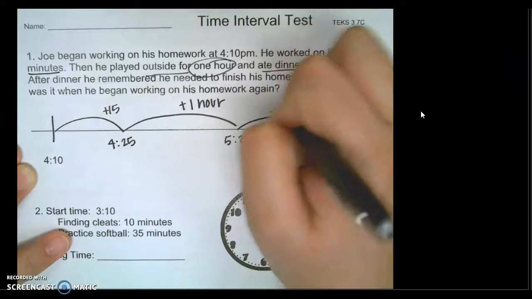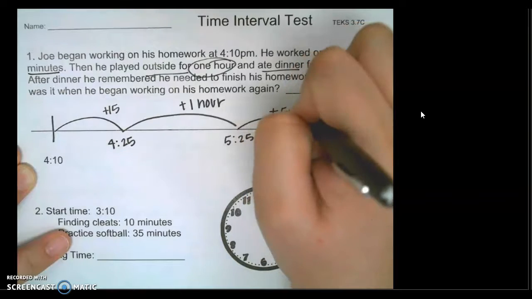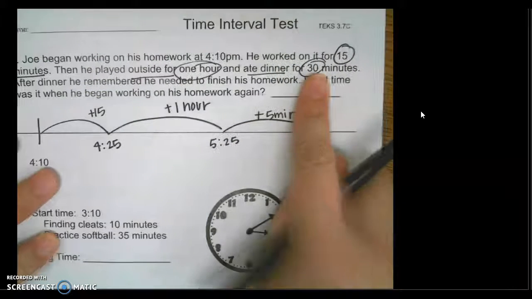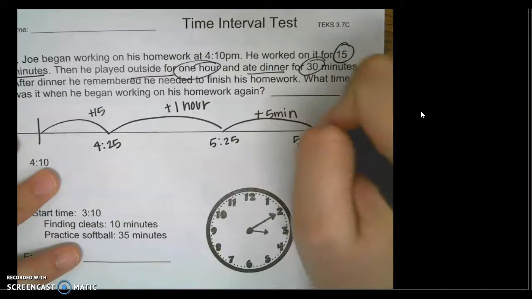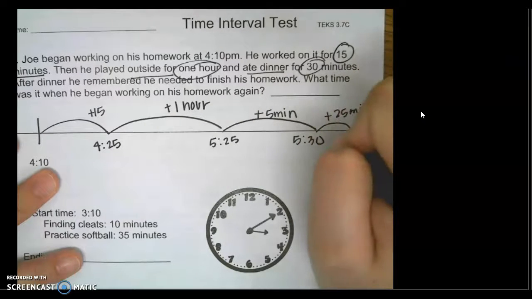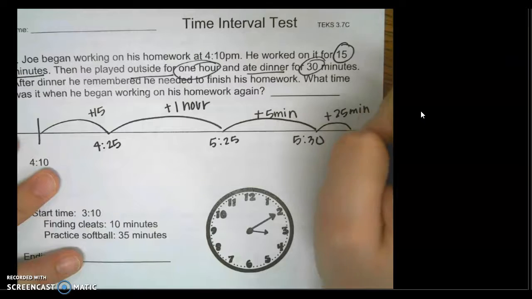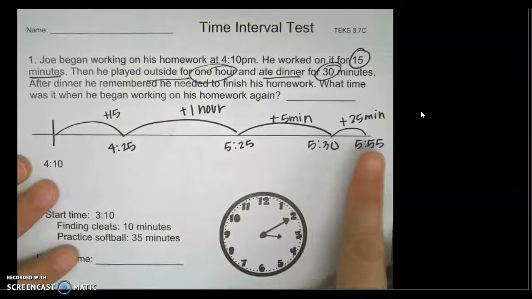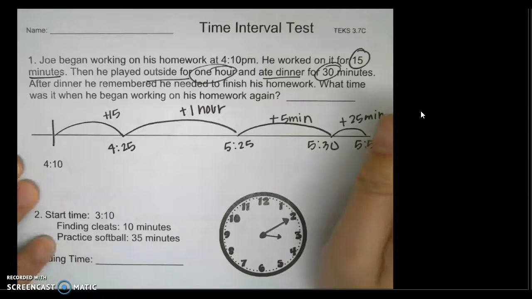I'm going to do plus 5 minutes. That's going to put me at 5:30. But I need a total of 30 minutes. So plus 25 minutes, which is 5:55. So what time did he come back in and work on his homework again? At 5:55.